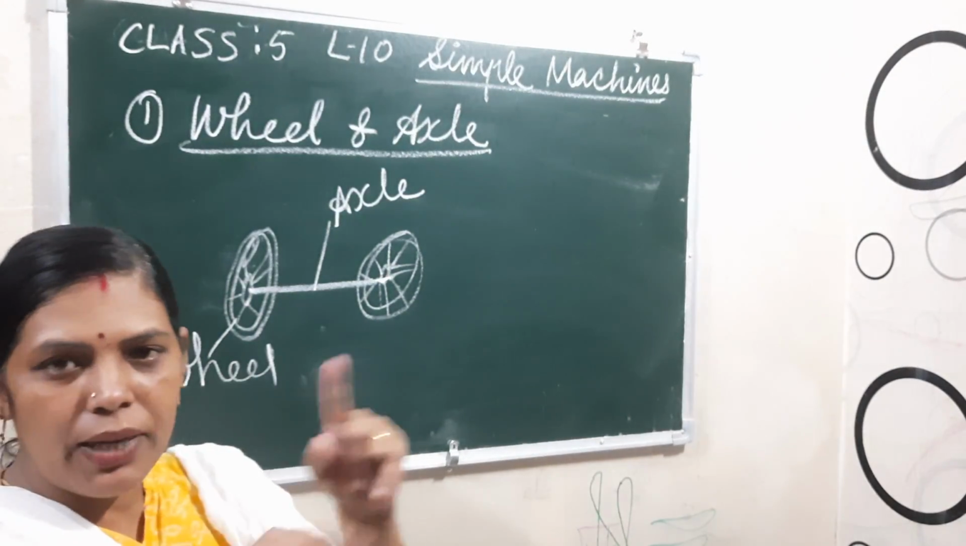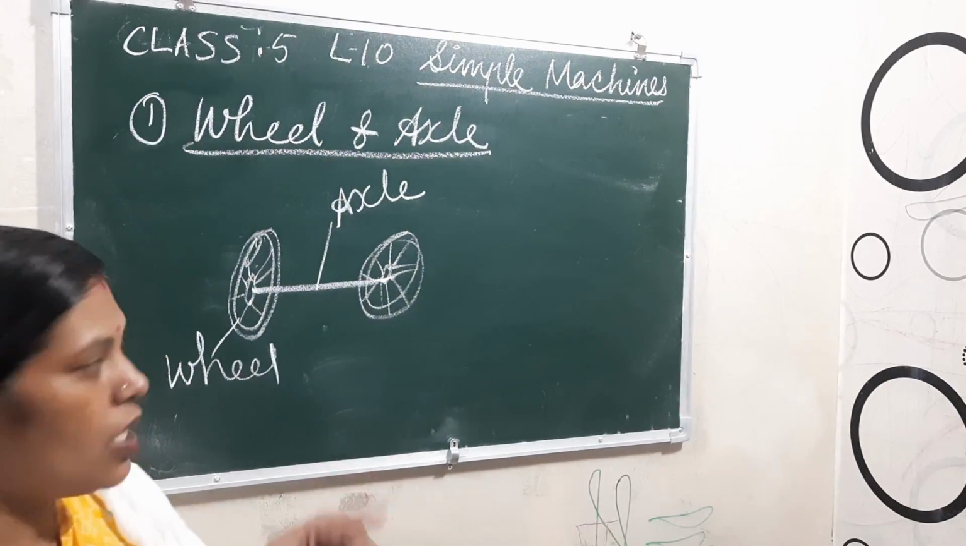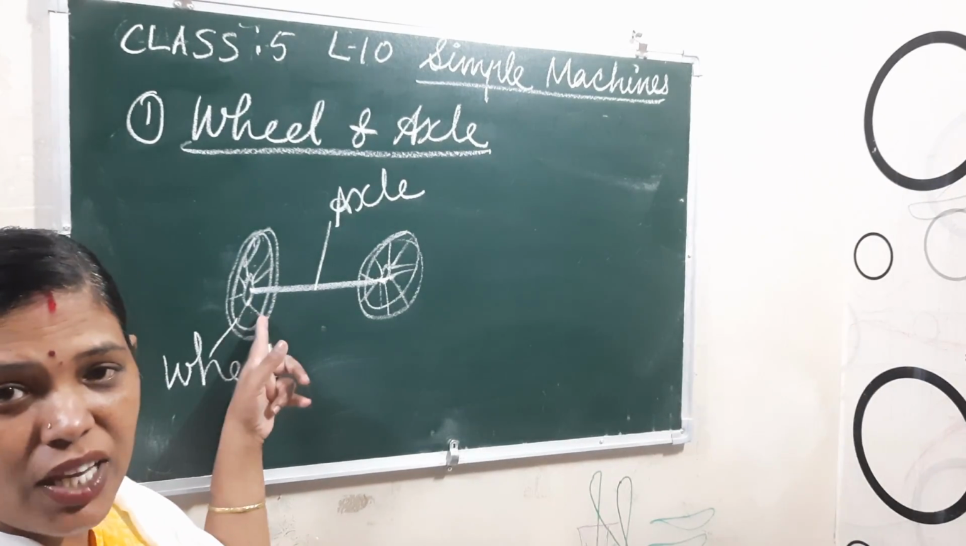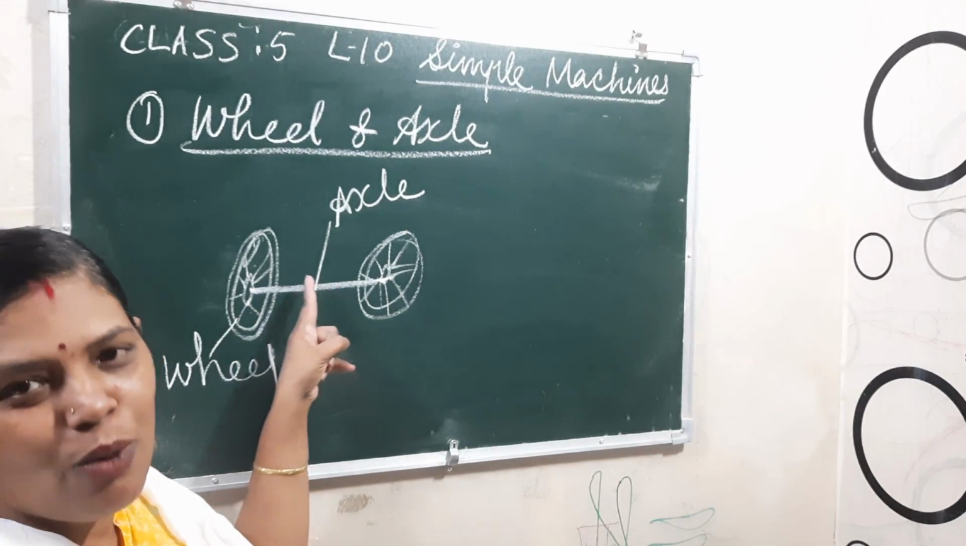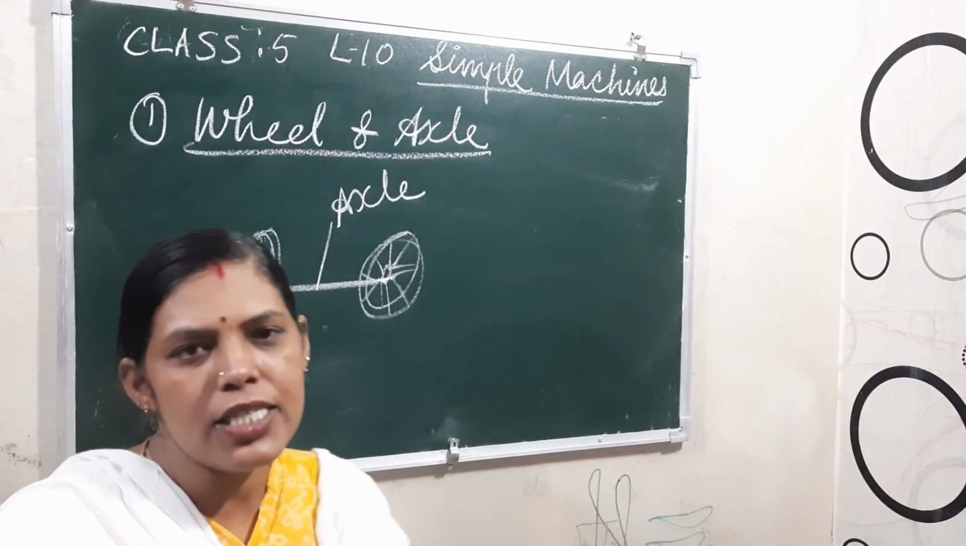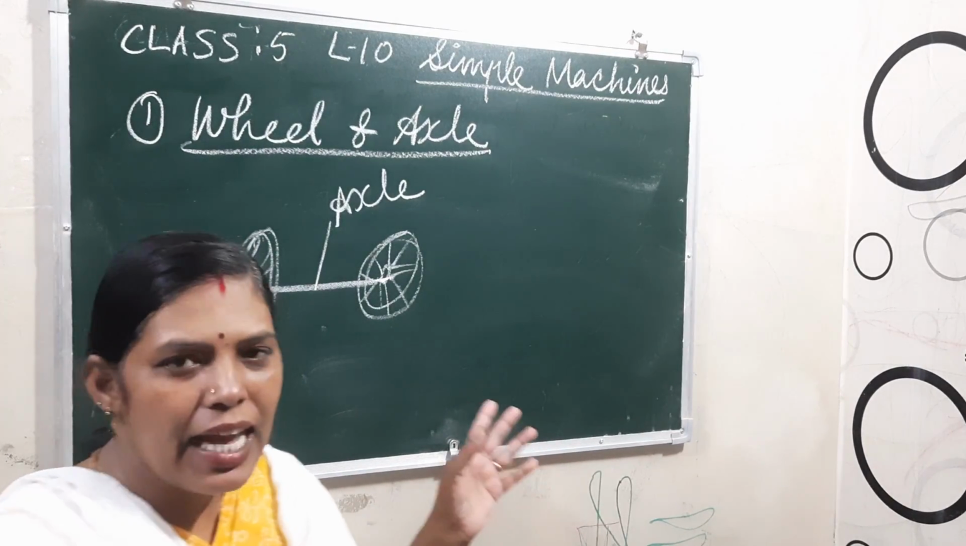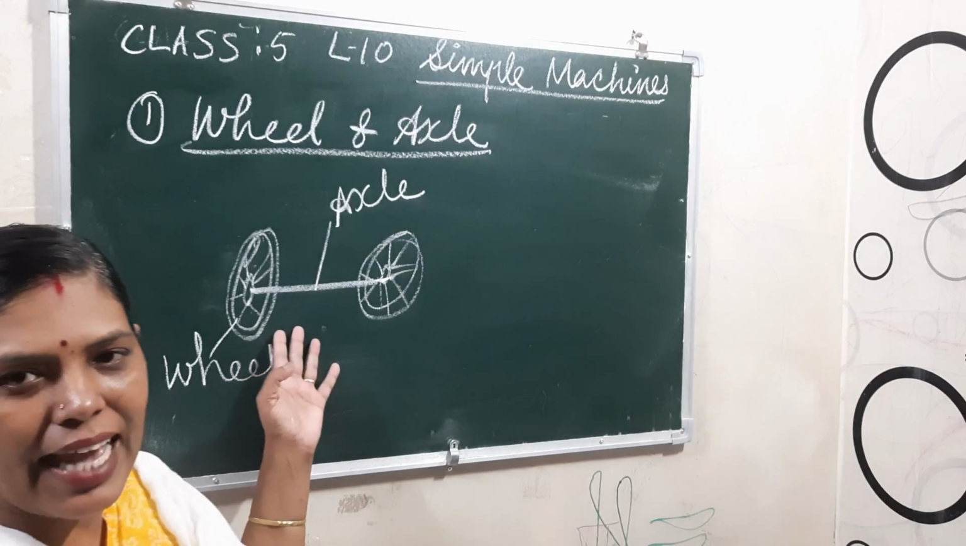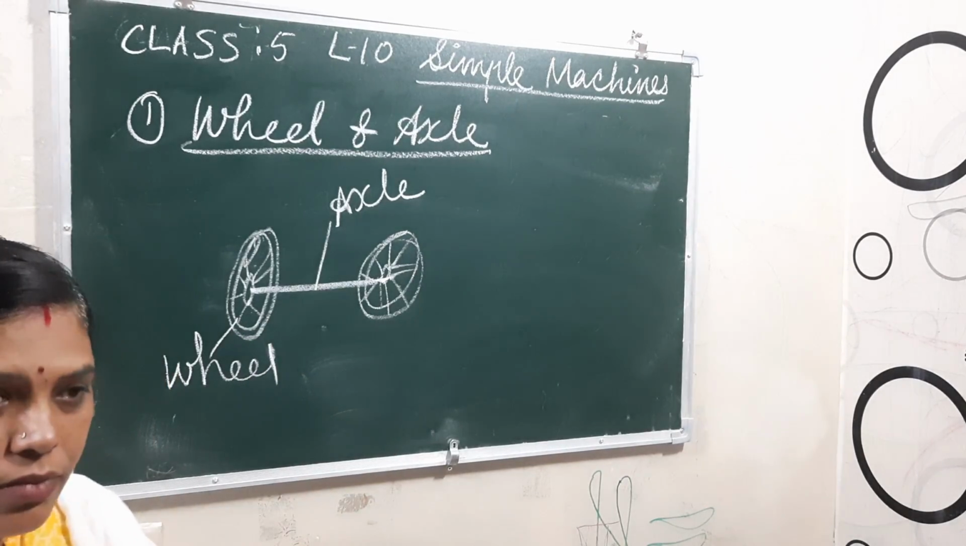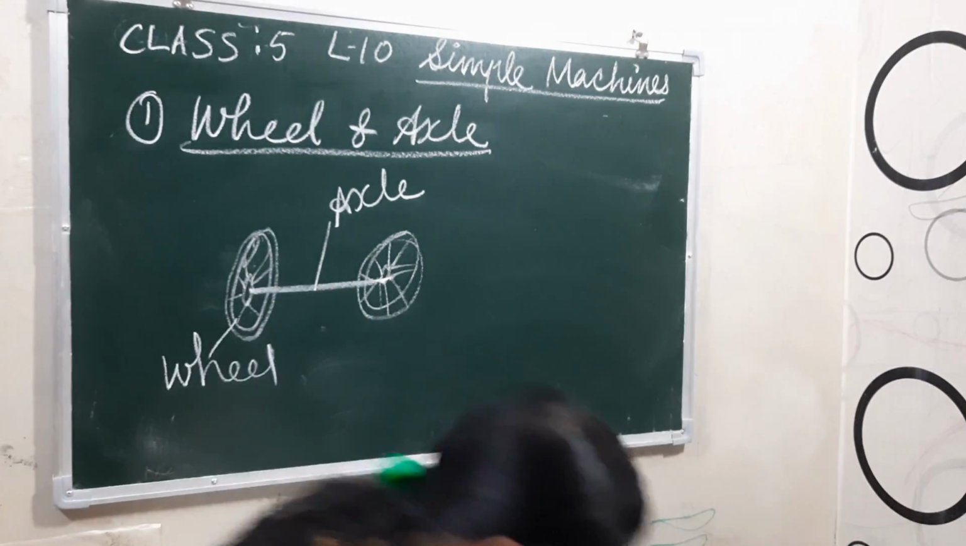This wheel automatically rotates when it moves. At that time, along with this wheel, this axle also moves. You can see most of the vehicles have this wheel and axle. And there are some instruments also, for example, one more I will say.